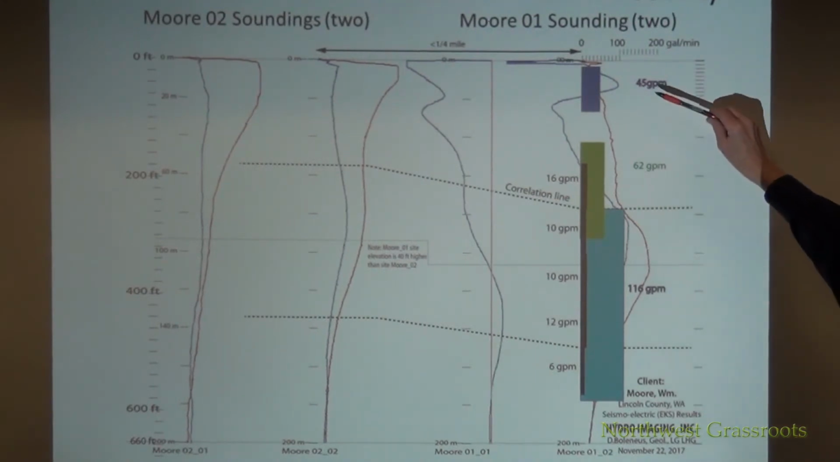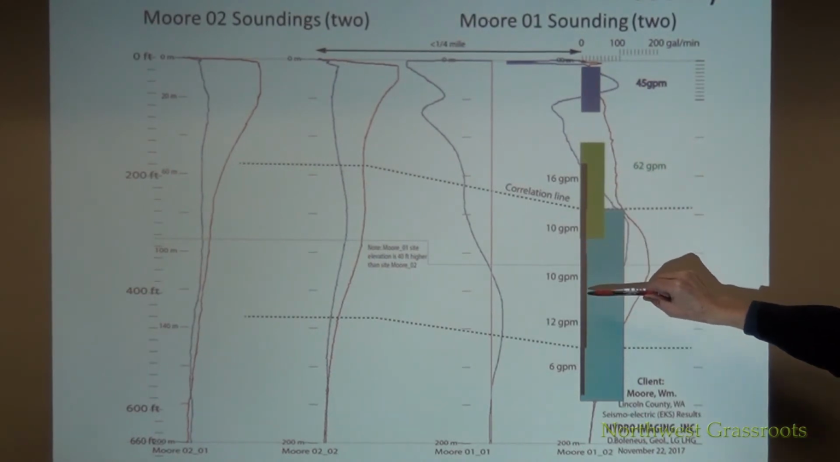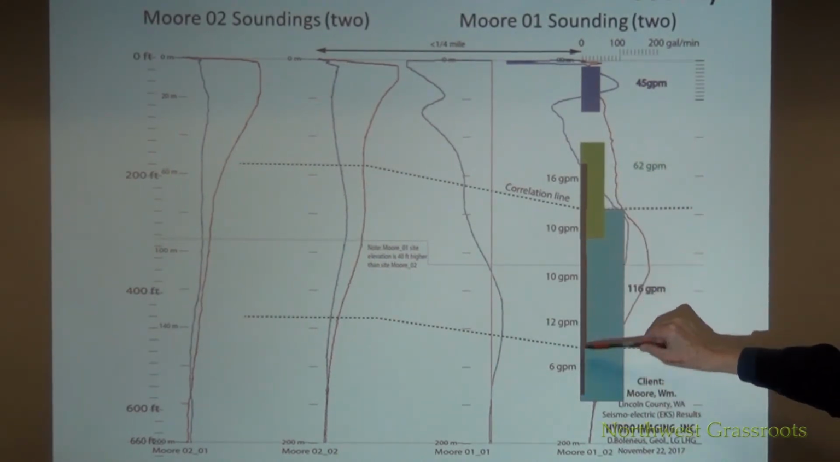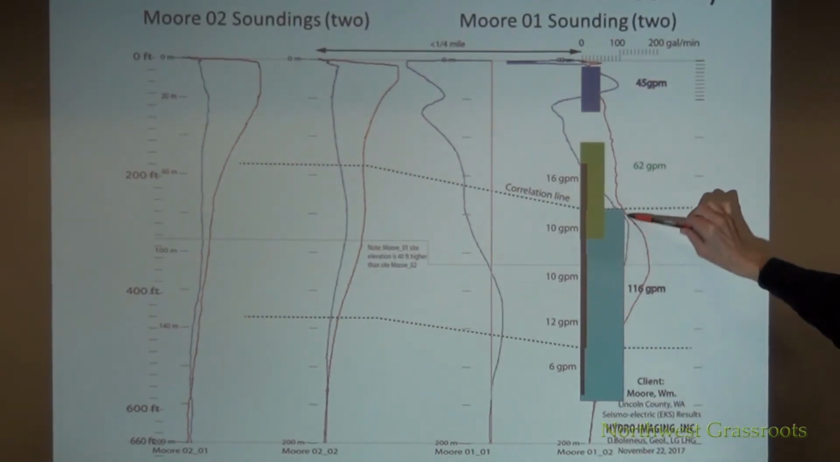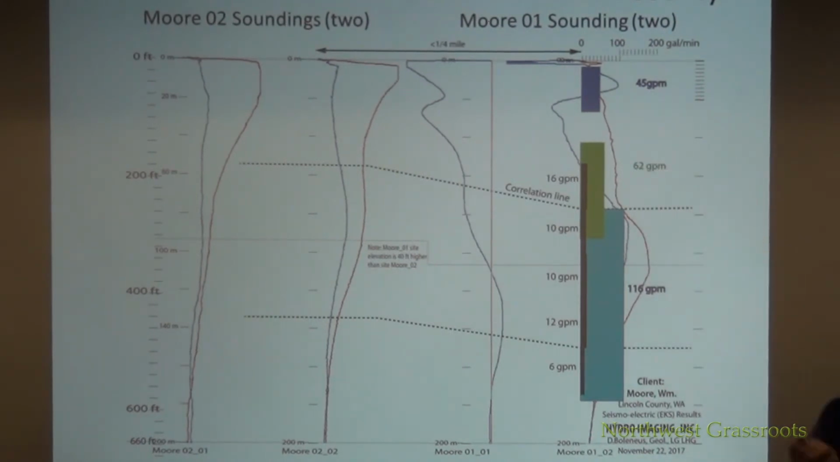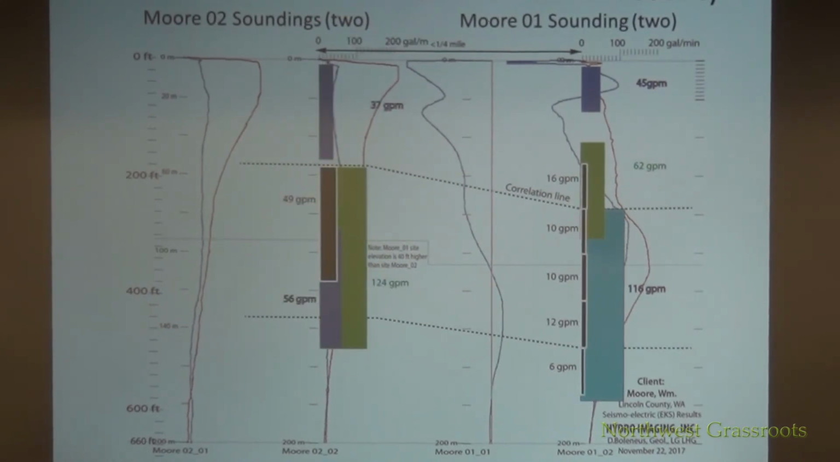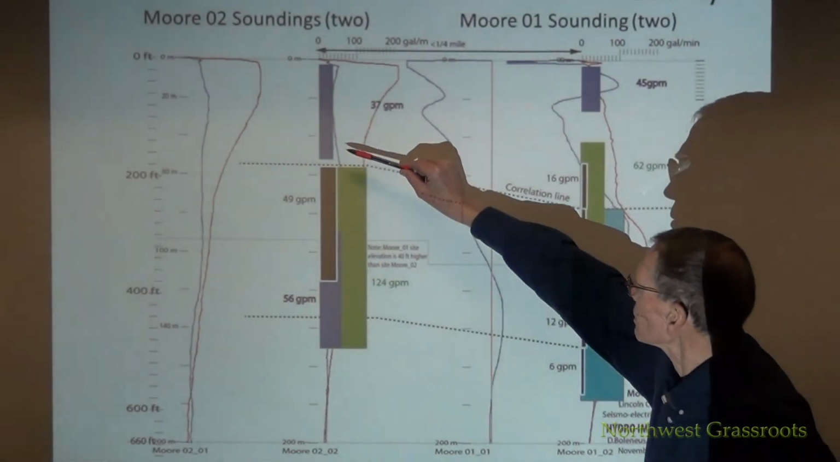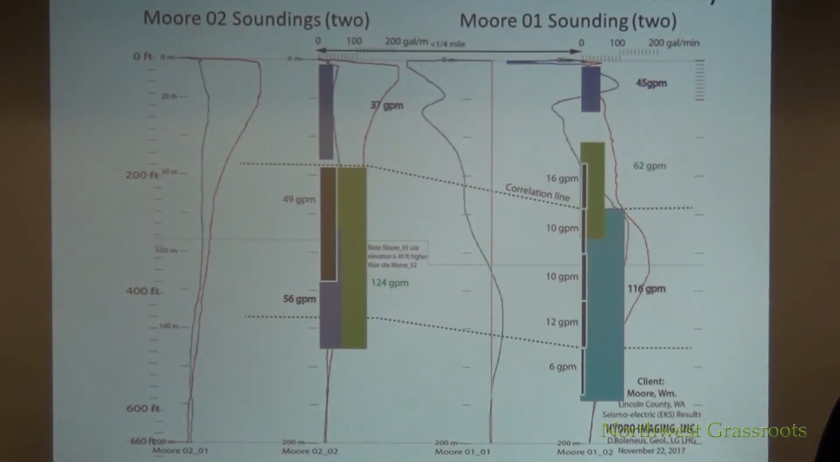So we have a surface zone at 45, several thin zones, 16, 10, 10, 12, and 6, that if you completed those by themselves, they might be enough water. But if you completed this whole zone right here, it would be much larger, 116 and 62. Then on the next point, which was about a quarter mile away, somewhat similar, still had a surface zone. Then this long zone is 124 gallons a minute, which I was amazed to see. Okay, I think that was all.